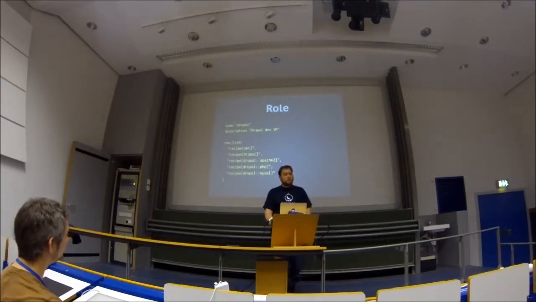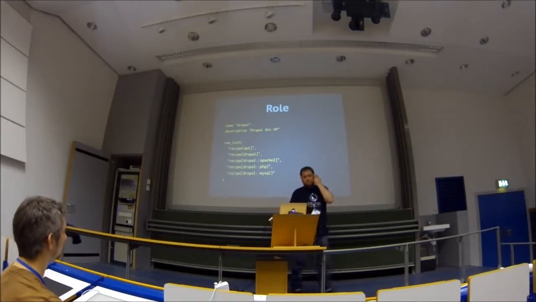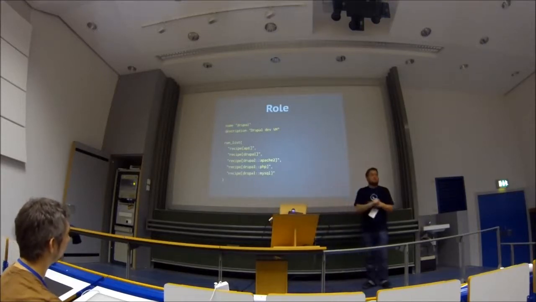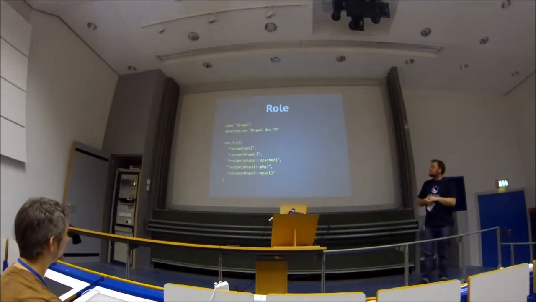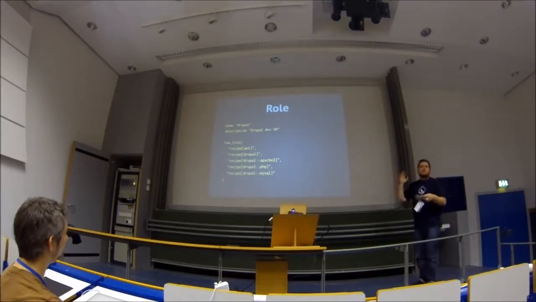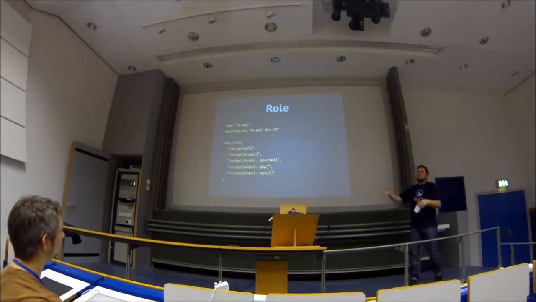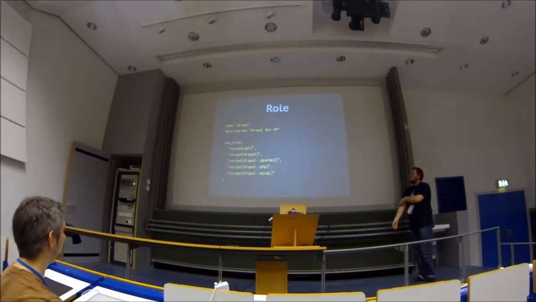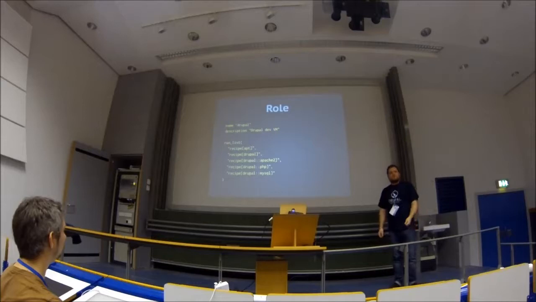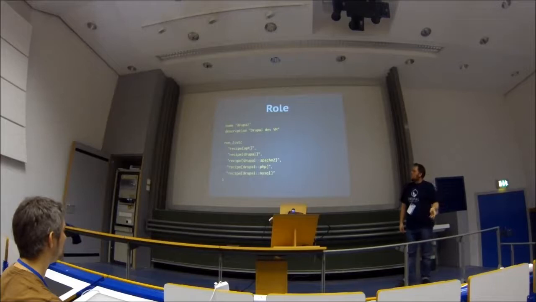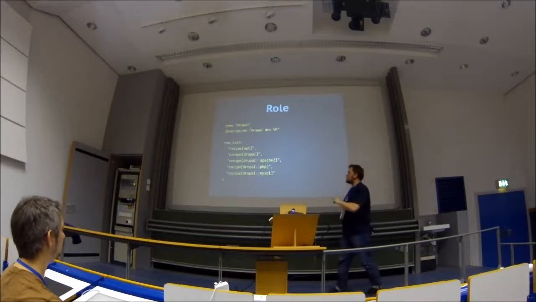I create a role. This looks like this. I give it a name, I give it a description, and I tell it, please load the recipe apt. I use this to do the apt-get update automatically at a Chef client run, so you get current packages, because maybe the information in the box you first loaded is outdated. Please load my Drupal recipe, and then some more recipes inside my Drupal cookbook.